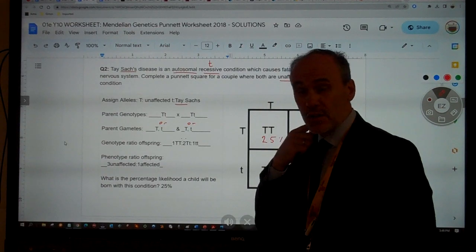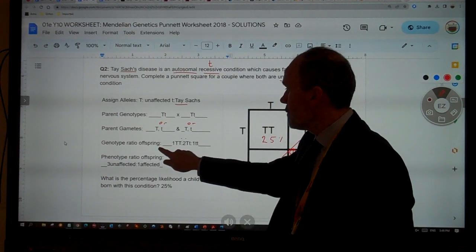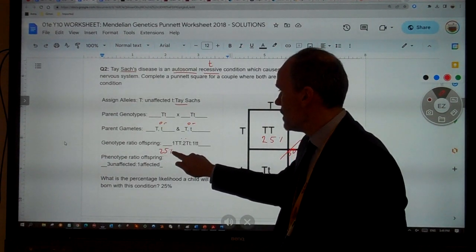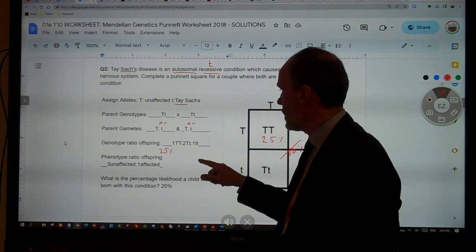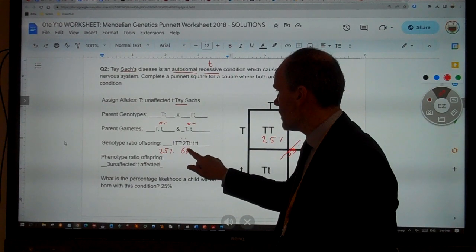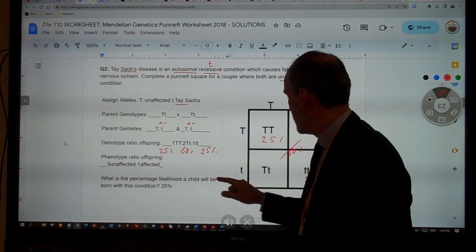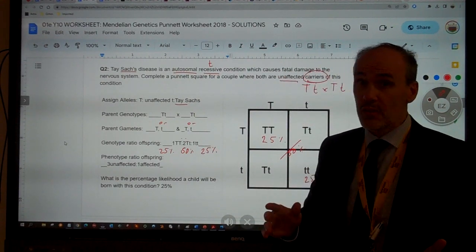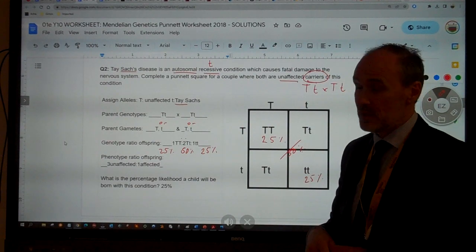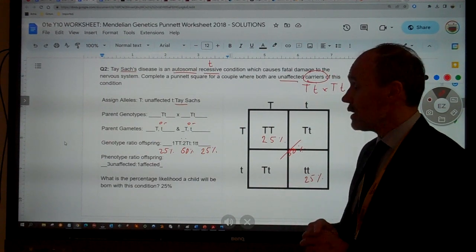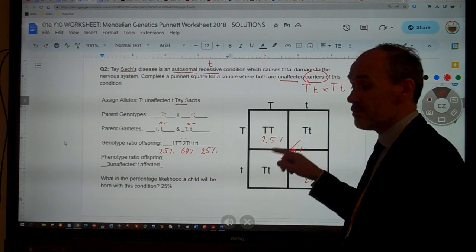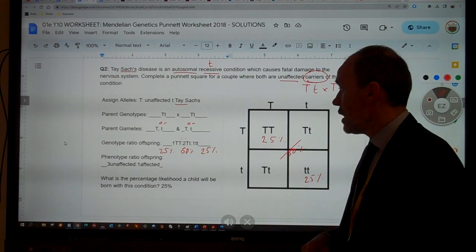That's actually a ratio from mathematics. Nothing to stop you from putting 25% big T big T, 50% big T little t, and another 25% little t little t. You can even use halves and quarters if you wanted to. Nothing to stop you, as long as we're clear that you understand what proportions we have.